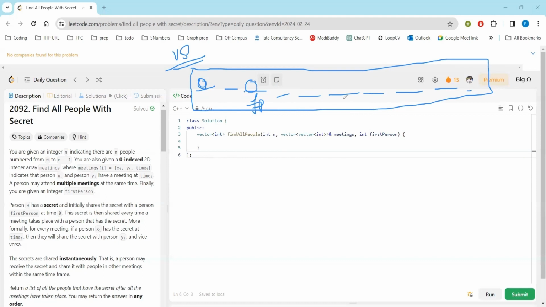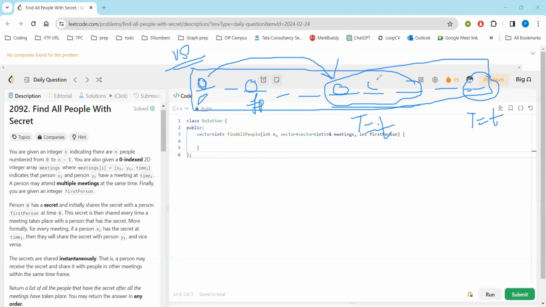Now, there are some groups, suppose this is a group who have a meeting at time equal to t. And another group, suppose this is another group who have a meeting at time equal to t. Now, if there is a meeting between person 0 and any person from this group, that means all these people will now know the secret. So can we say the ultimate source of secret for this group is also 0?